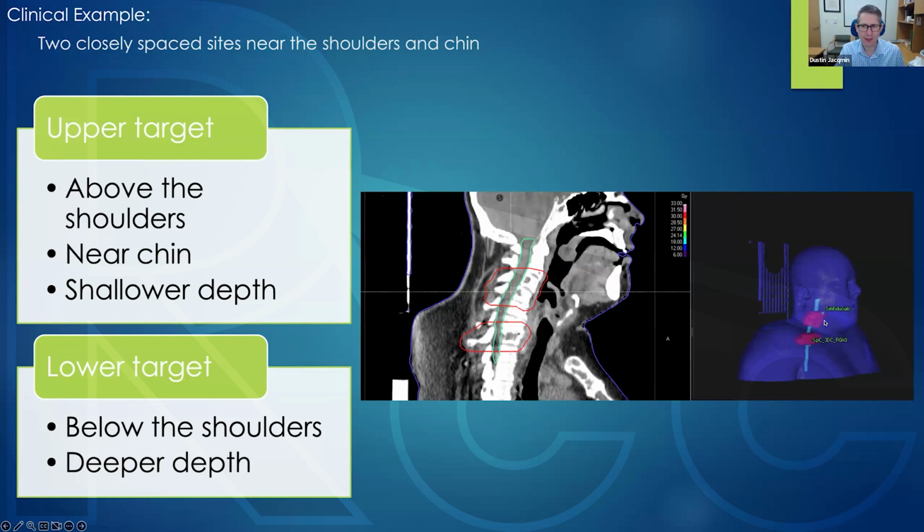There's another aspect, which is that this upper target is at a depth of 6 to 10 centimeters. The bottom target is much deeper. You have to go through the shoulders potentially, or even if you don't, the chest is deeper than the head. So if you tried to treat this with a single plan, you'd probably have a really non-uniform dose distribution. A pretty tricky setup, and a pretty tricky planning scenario. We'll circle back to this one a little later to discuss how the dosimetrist solved it, but here's a great example of two closely spaced sites near the shoulders and the chin.